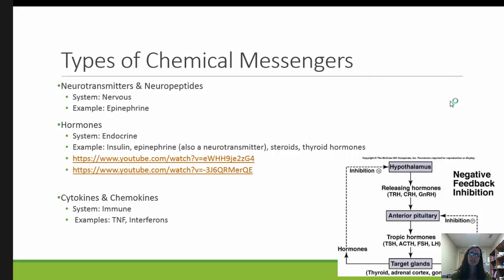Now, we do have a third type of chemical messenger, the cytokines and chemokines, that are part of our immune system. Cytokines can alter behavior of other cells by activating gene transcription of immune cells, and chemokines induce movement of cells toward a source of a stimulus. But we won't really talk about that much in this course. We're going to really focus on the chemical messengers of hormones and some neurotransmitters.